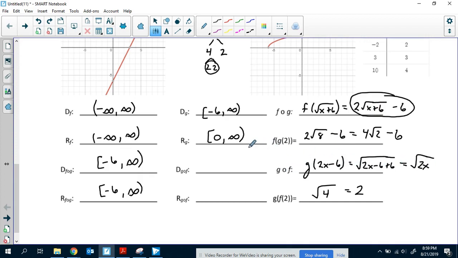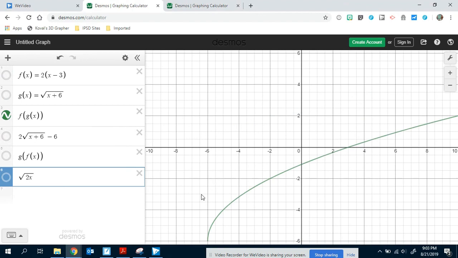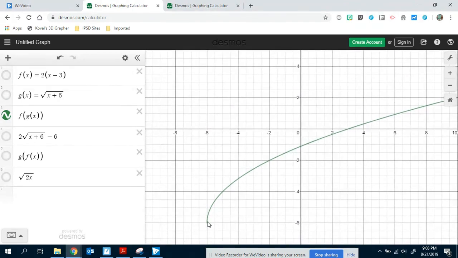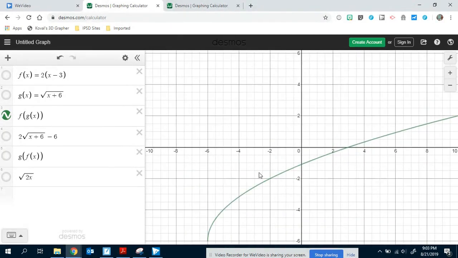For g of f, my domain is from 0 to infinity because I cannot substitute in anything smaller than 0. And my range are the values that come out. It is also 0 to infinity. Looking at problem two's graphs, if we take a look at f and g, they're exactly like we said they were. Now, if we take a look at f of g of x, notice that my domain and range are both bounded by -6 for x for the domain and -6 for the range for y. And there's no limit on either the x or the y value.